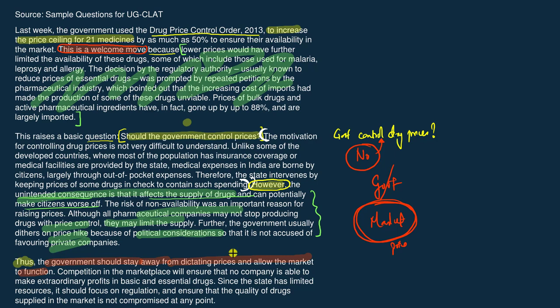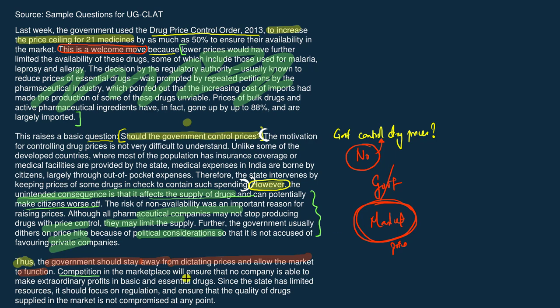Author is basically saying, look, the government should not be controlling it, the market should control it. And look at what his line of reasoning is. Competition in the marketplace will ensure that no company is able to make extraordinary profits in the basic and essential drugs. Since the state has limited resources, it should focus on regulation and ensure that the quality of drug supply in the market is not compromised at any point.